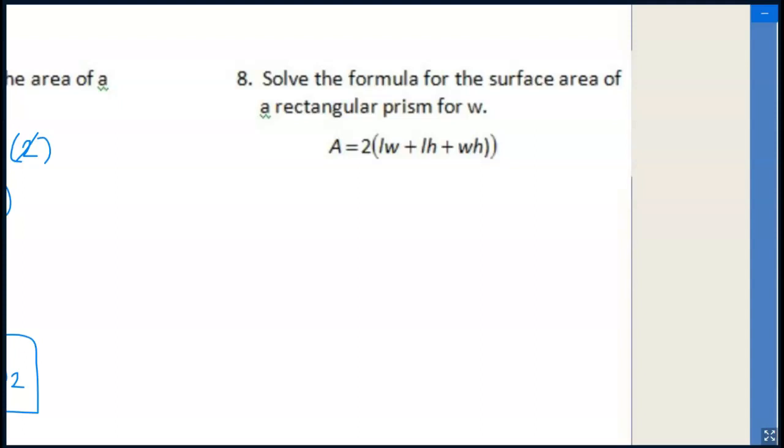So number 8, we have the formula for surface area, and we want to solve it for W. So once again, I'm going to divide by 2. I'm going to get rid of that multiplication out in front. I need to keep the W's together, so I'm going to subtract away the middle term.